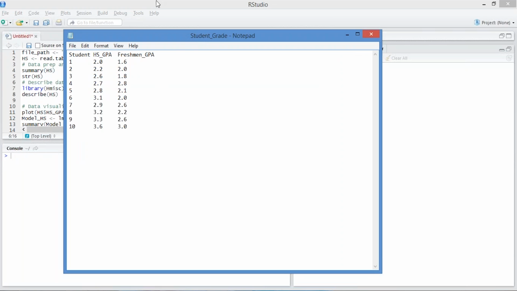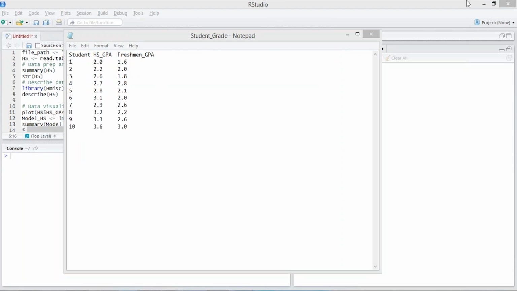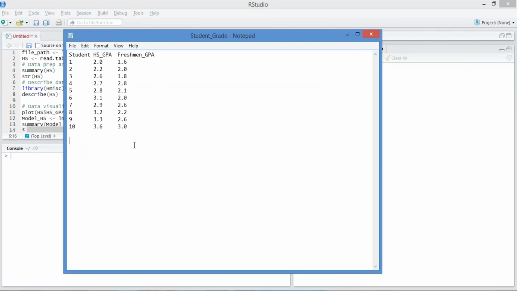Just give me a minute, I'll pull this data set. Okay, so I have 10 students here. I have their grade point average in high school, and their grade in freshman year of college. Using this data, I am trying to predict what the score can be when they go to college. Are you all clear with the problem statement, friends?